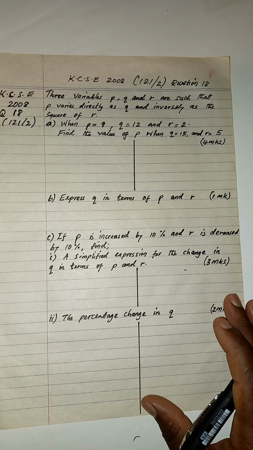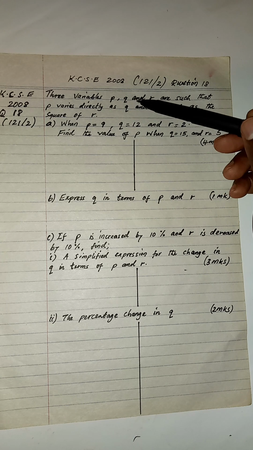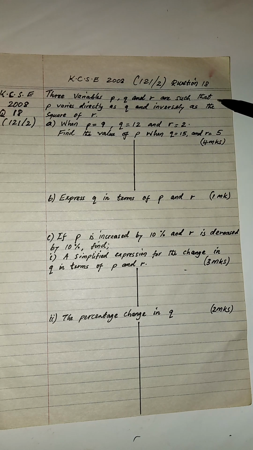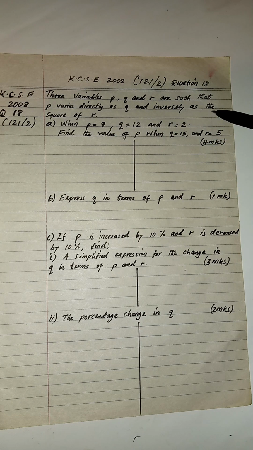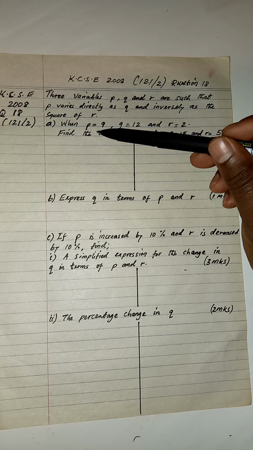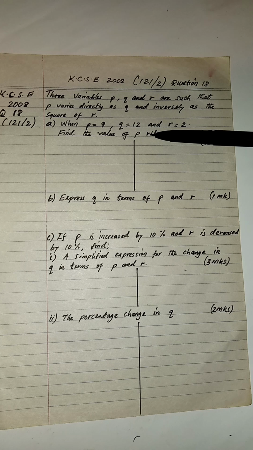So directly, the question reads: three variables P, Q, and R are such that P varies directly as Q and inversely as the square of R. Part A: when P is equal to 9, Q is equal to 12, and R is equal to 2. Find the value of P when Q is equal to 15 and R is equal to 5.